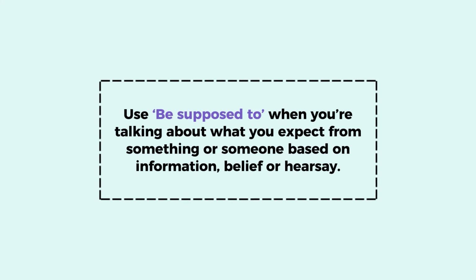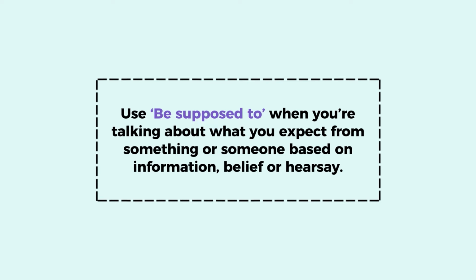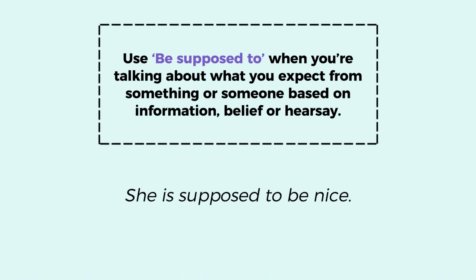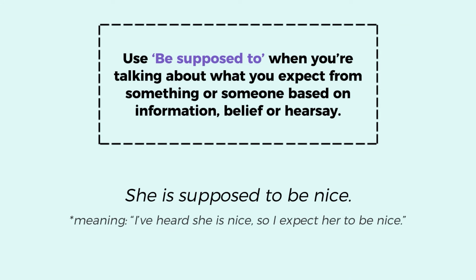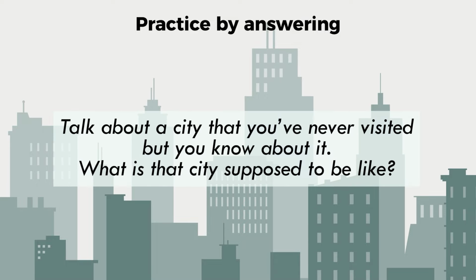In this case, you're talking about what you expect from something or someone based on information, belief, or hearsay. If you say, she is supposed to be nice, the meaning is, I've heard she is nice, so I expect her to be nice. Practice by answering. Talk about a city that you've never visited but you know about. What is that city supposed to be like?